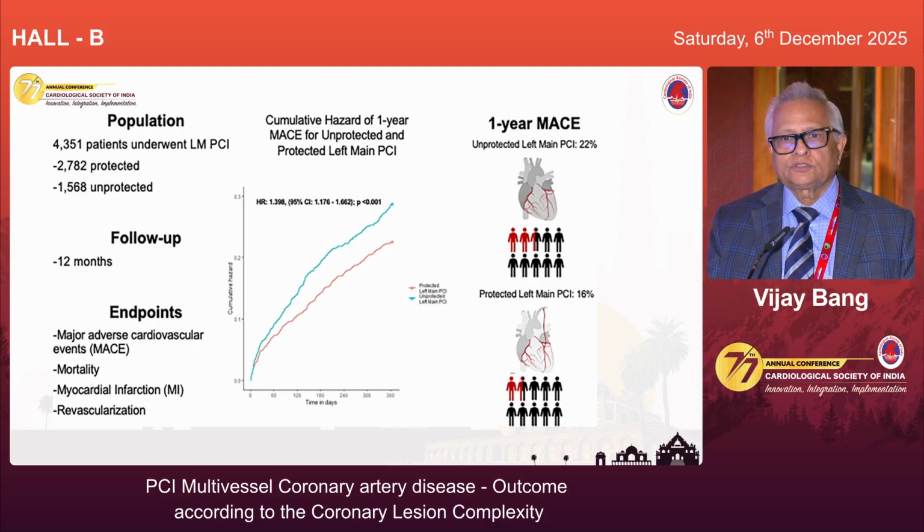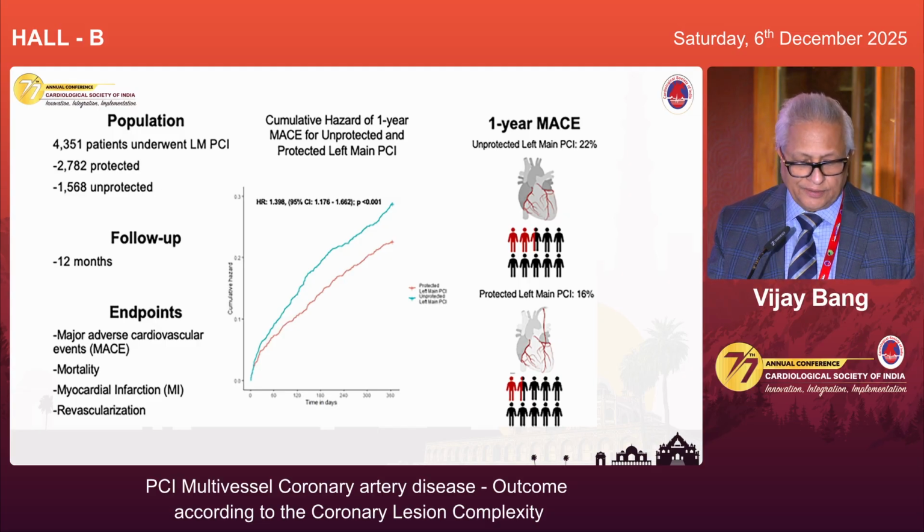Then, of course, a very important aspect is those patients who have low EF, less than 35% or 30%, and have very complex lesions. They should get hemodynamic support, what we call a protected PCI. And it has been shown by a real-world study of 4,351 patients, and the follow-up suggested that protected PCI was in 2,700 and 1,500 had an unprotected PCI.